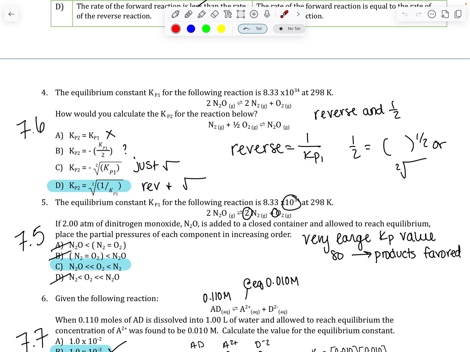This one doesn't make any sense. They're not equal to each other. This one's just dividing it by 2. This one is just square rooting it. You need 1 over with both, so it's D.